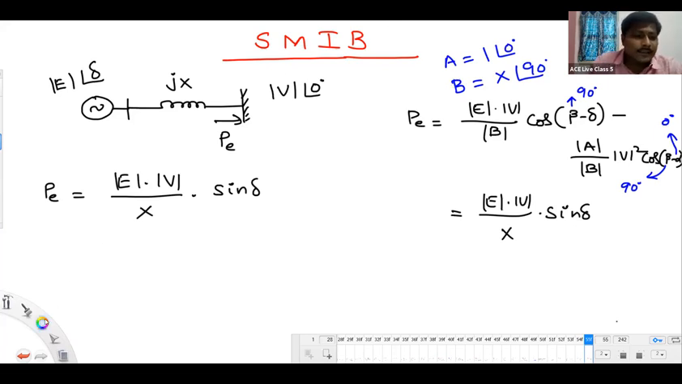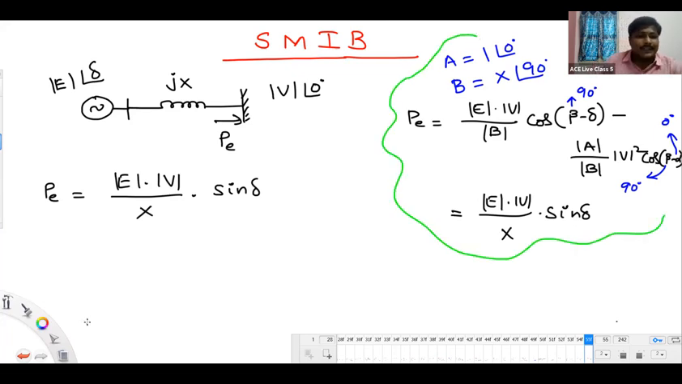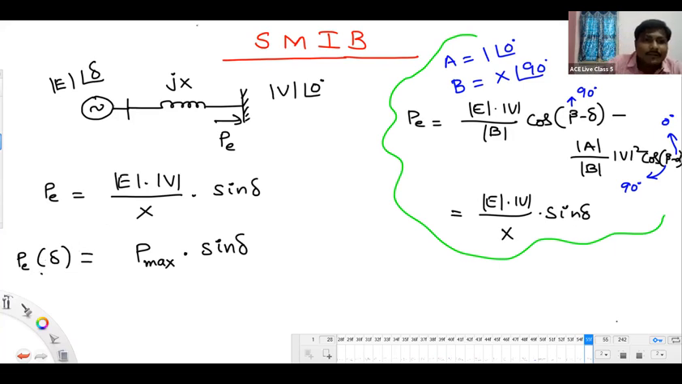You keep this one aside if you want. Okay, fine. Next, let's continue. What is this EV by X we have got? Maximum power transfer capacity of the network, P maximum. So it is P maximum into sin delta. Let us say PE, something like this. It is a function of delta. PE varies with respect to delta, right? So PE of delta is equal to P maximum sin delta here. Next.